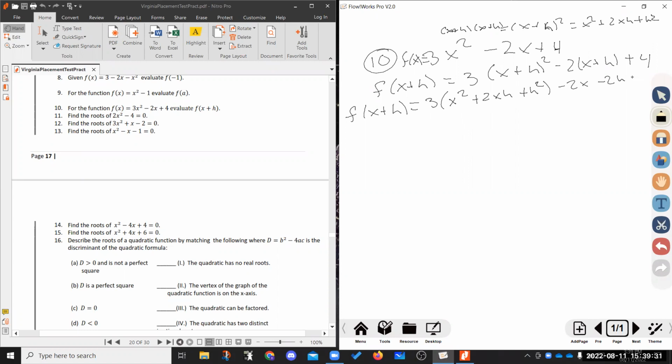Right now, I am going to finish up this problem. So this is 3x squared plus 6xh plus 3h squared minus 2x minus 2h plus 4. There should be no like terms. There are not. So that is what f of x plus h is for the problem 3x squared minus 2x plus 4. Don't worry about what f of x plus h is. Just know that that is something that you're going to be asked to find.